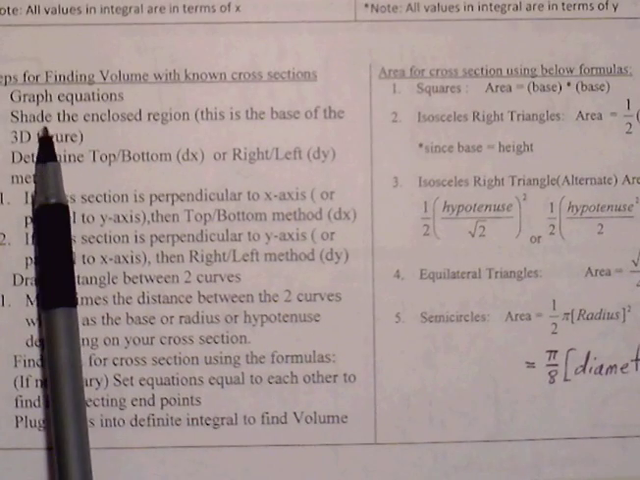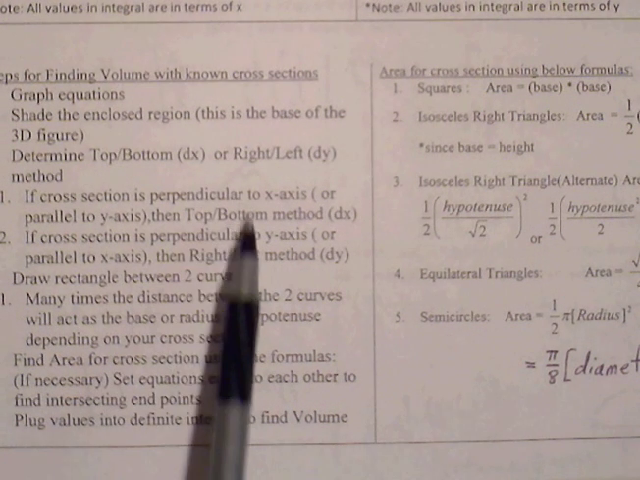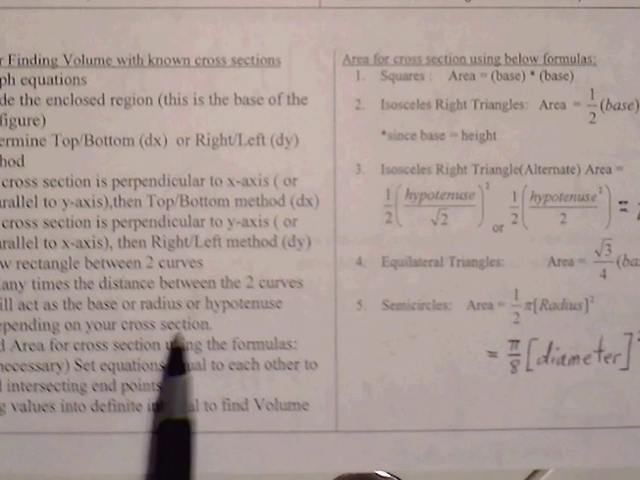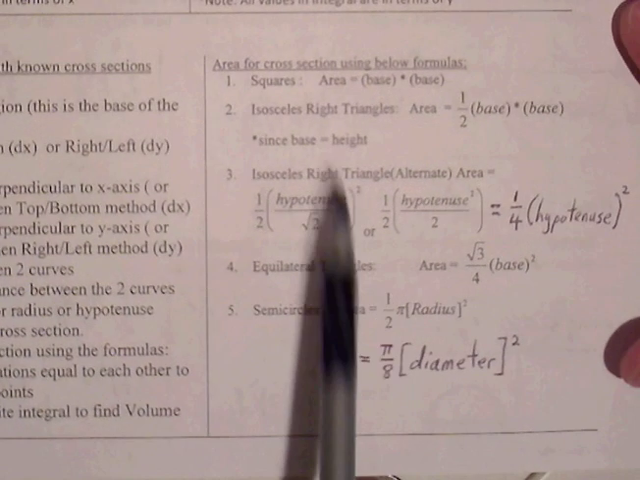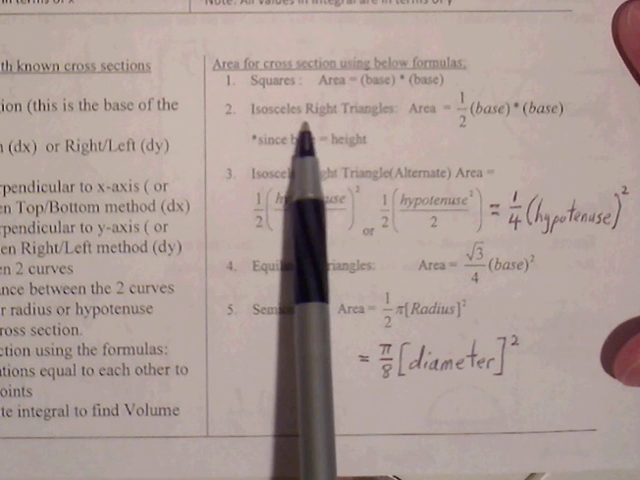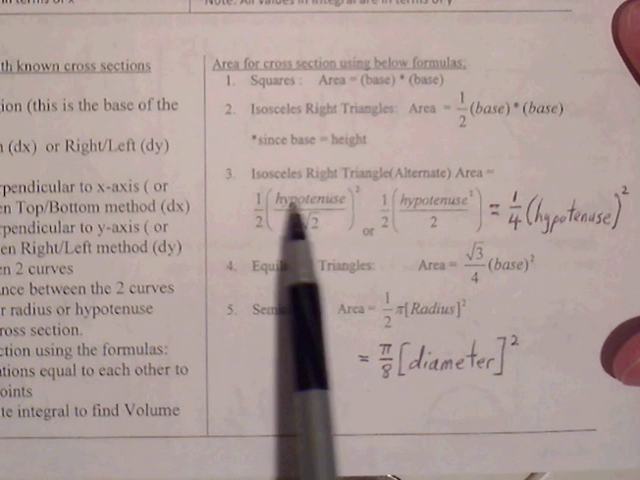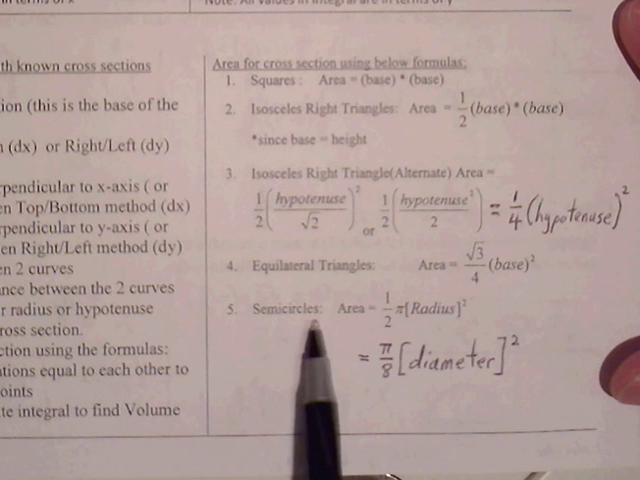So many of the steps will stay the same. We're still going to graph the equation. We're still going to have to shade the enclosed region. We're going to determine whether to use top, bottom, or right, left method. And we're going to have to choose the appropriate formula depending on which cross section we're using. Either squares, isosceles right triangle, isosceles right triangle with hypotenuse as the base, equilateral triangle, or semicircles.